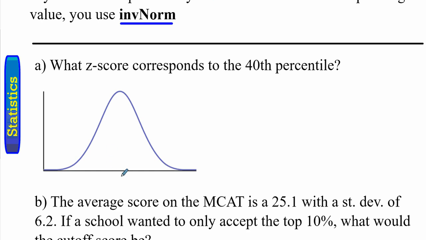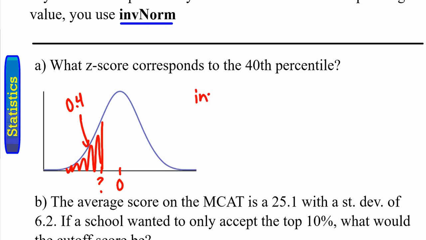Well, we know it has to be below 0, so it has to be in the negatives because 0 has a 50th percentile, so it can't be here. It's got to be somewhere over here. So the question is, at what value do I get 0.4 below that? Well, I'm going to use inverse norm.